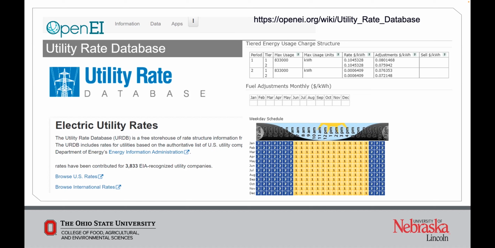I will note that sometimes these rates tend to lag a little bit based on updates from the utilities. So I'd certainly encourage you to start here, but then ultimately reach out to your utility provider to get the details of your rate tariff.